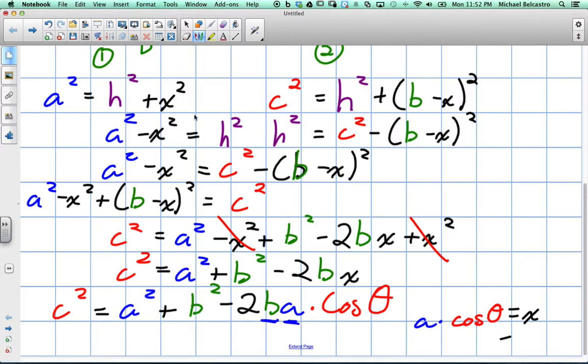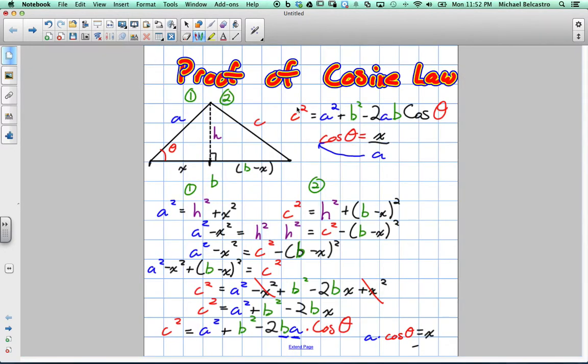but due to the associative property of multiplication, it doesn't matter what order they're in. So you notice we've now created a proof. C squared equals a squared plus b squared minus 2ab cos c. C squared is equal to a squared plus b squared minus 2ba, same thing, cos theta, or cos c.